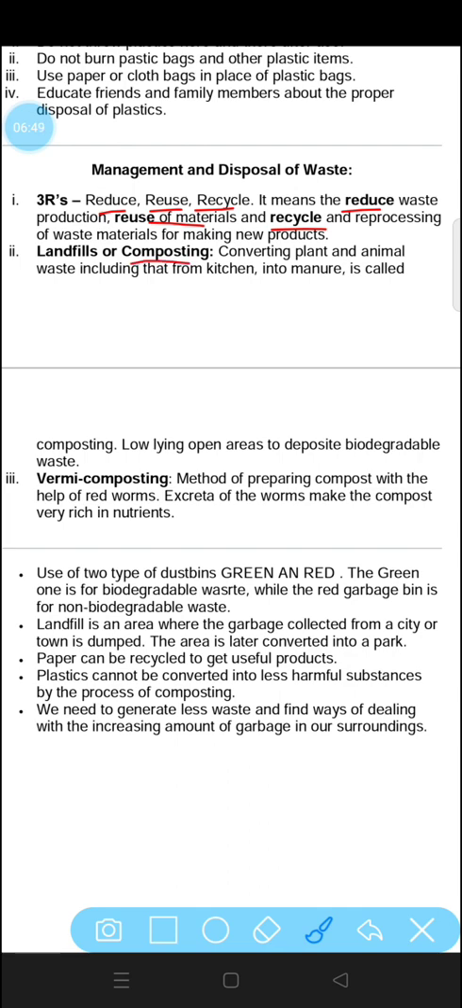Landfills or composting. Converting plant and animal waste, including that from the kitchen, into manure. What we can do is collect the plant and animal waste at one place and dump it in the soil, and we can convert it into manure. So this is called composting. The conversion of decomposable substances into manure is called composting. Low-lying open areas can be used to deposit biodegradable waste. We can use these kinds of areas.